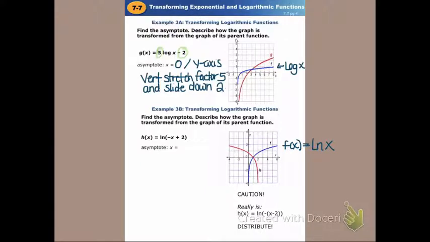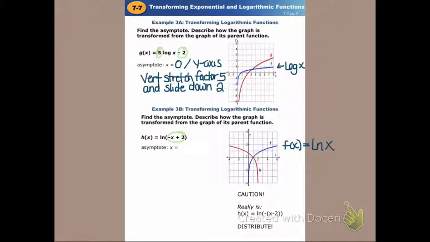So we know that that looks just like the log function, but instead of the base being 10, the base is e. And so it still has the same characteristics, that it has a vertical asymptote, which is the y-axis, or x equals 0. And so now we've been doing some transformations to it. We've done these things right here to change that.